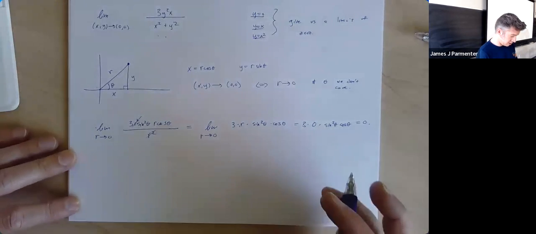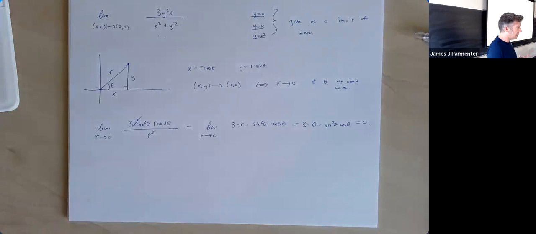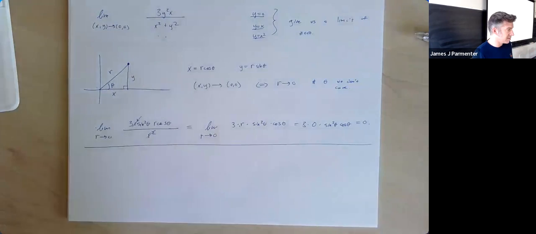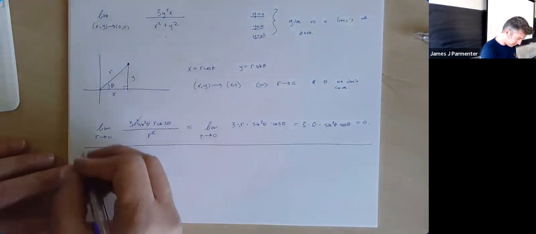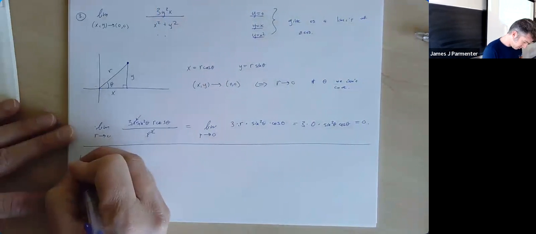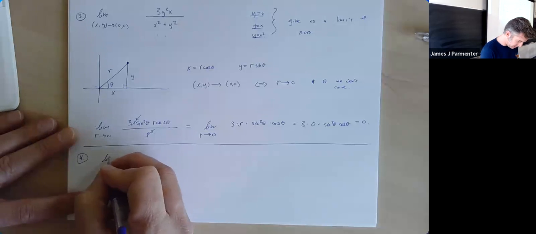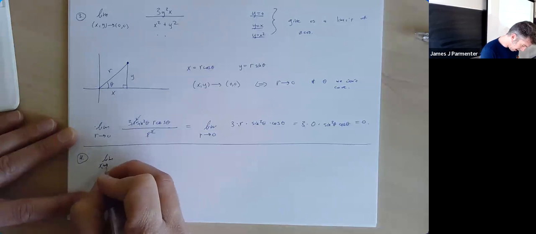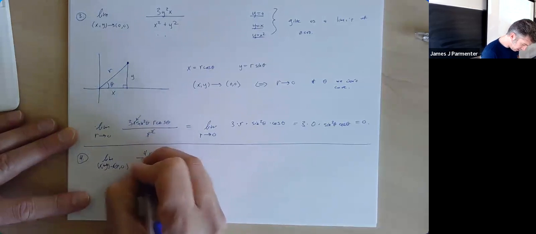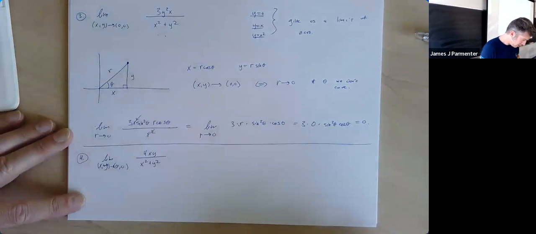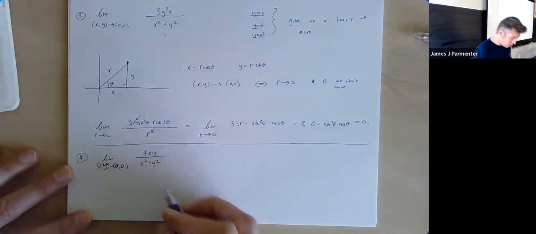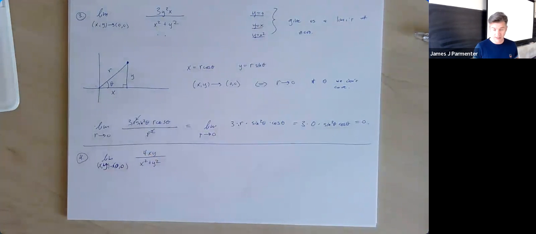You can also use this idea to show a limit doesn't exist, if it makes sense to. Again, I'm really only using this if I see something like x squared plus y squared, because that's going to simplify nicely. So let's look at this next example: the limit as x y approaches 0, 0 of one we already did, 4xy over x squared plus y squared. You could certainly show this one doesn't exist by picking different paths.